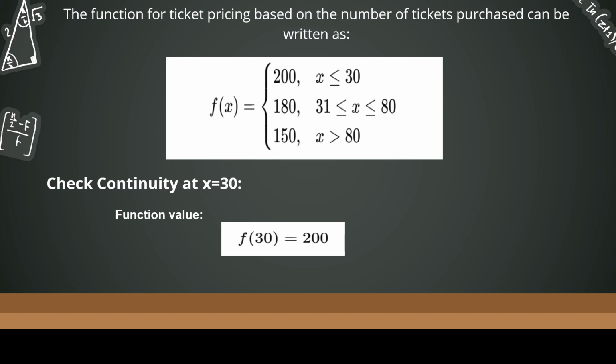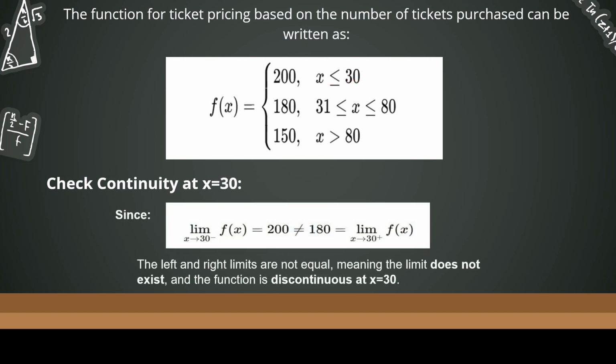Why? Because in our function, x is less than or equal to 30, it is 200 pesos. So f of 30 is equal to 200. Our left hand limit and right hand limit are not equal, meaning the limit does not exist. The function is discontinuous at x equals 30.